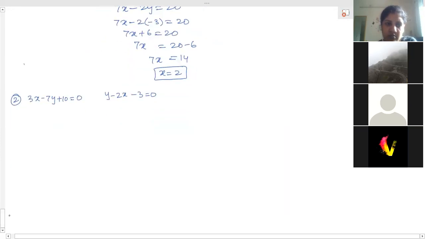This is the second equation. So in this, first write down in the form of x, y, and then the constant on the other side. So 3x minus 7y is equal to minus 10. Now here y is first. So we will write the x coefficient first: minus 2x plus y is equal to 3. Okay.